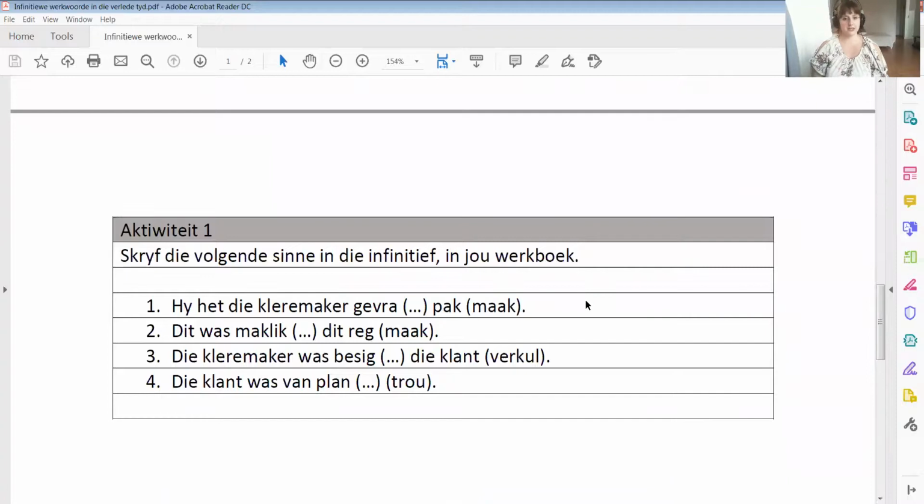Kom eens kyk na activiteit 1. Once again, it's the same examples. You guys are now just taking those ones that you did and you're changing them into the past tense, verlede tyd. Okay, once again, today's date. Your heading is infinitiewe werkwoorde in die verlede tyd. And you do those examples for me.